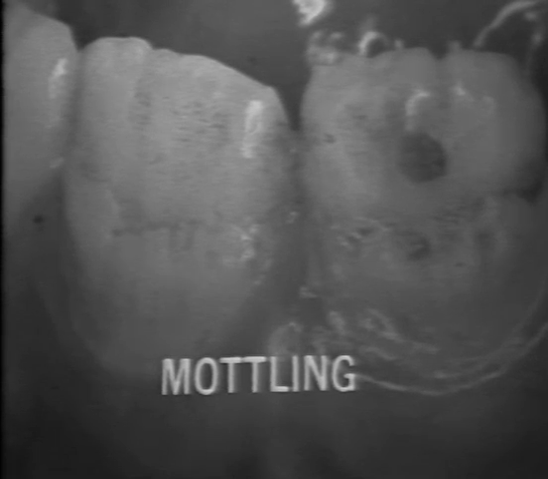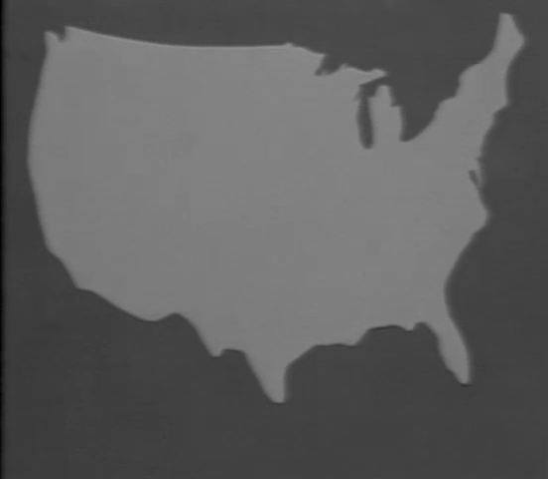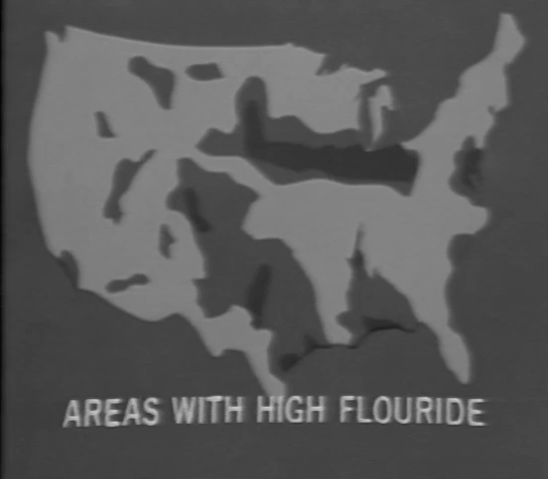Mottling of the teeth occurs when the fluoride content of drinking water rises above 1 part per million. Therefore, an individual who spent his youth in an area with a high fluoride level will be more likely to exhibit dental mottling than someone who did not live in a high fluoride area.